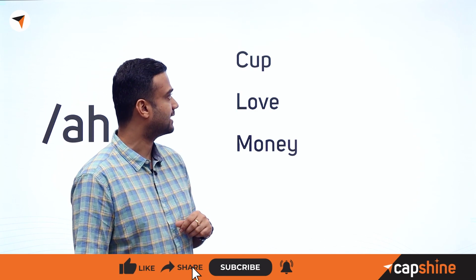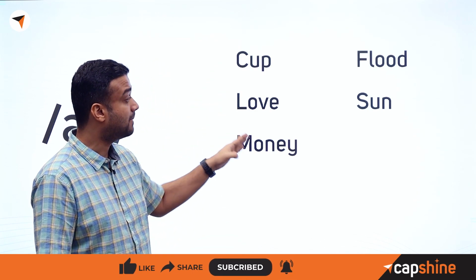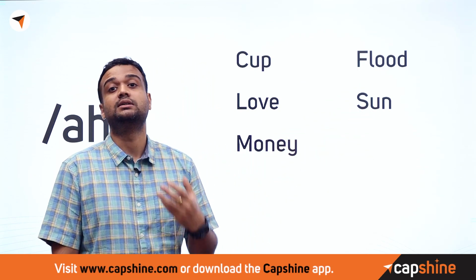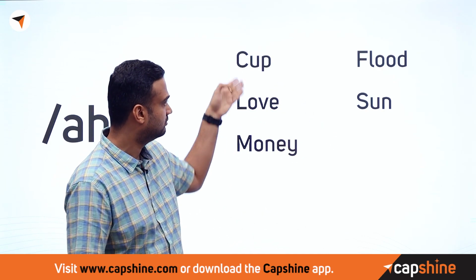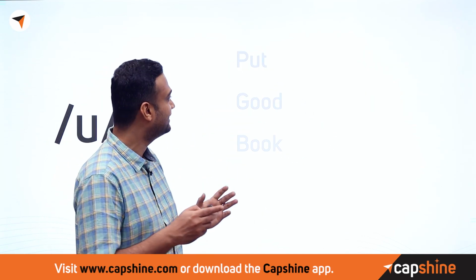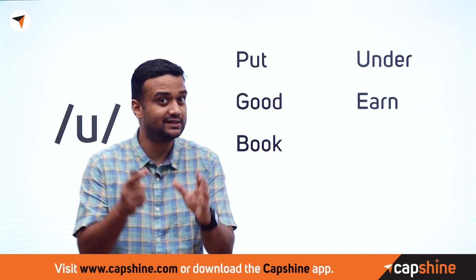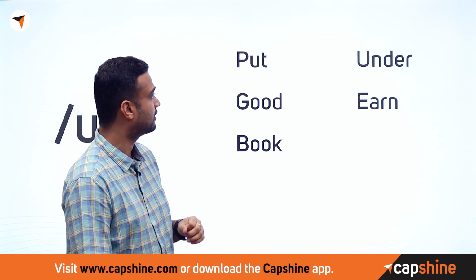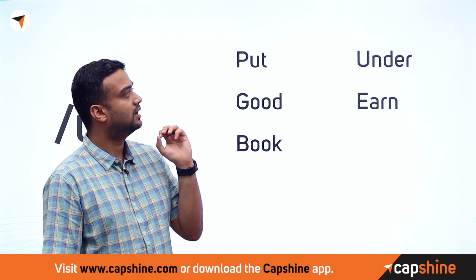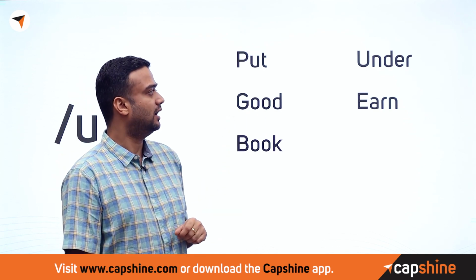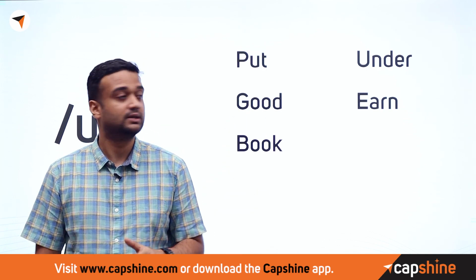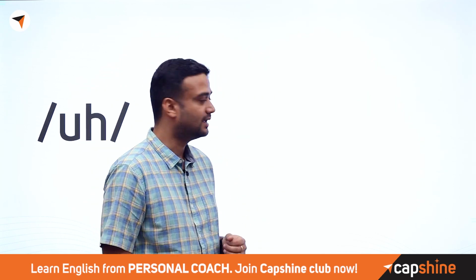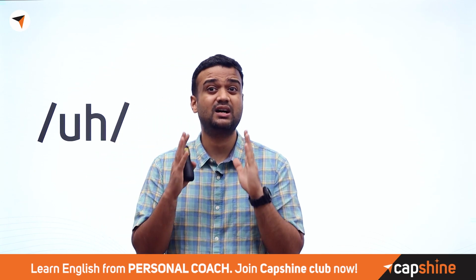And of course, the uh sound. Cup, love, money, food, sun. All of it has an uh sound rather than a U sound or an O sound, right? So these are the different sounds you can have in vowels. Even though there are only so many vowels, the vowel sounds are varied. Let's look at another one. The U sound. Put, good, book, understand, or rather under, earn. All of these have a U sound. Even though earn has an E, it takes on a U sound. And finally, there's the schwa sound, right?